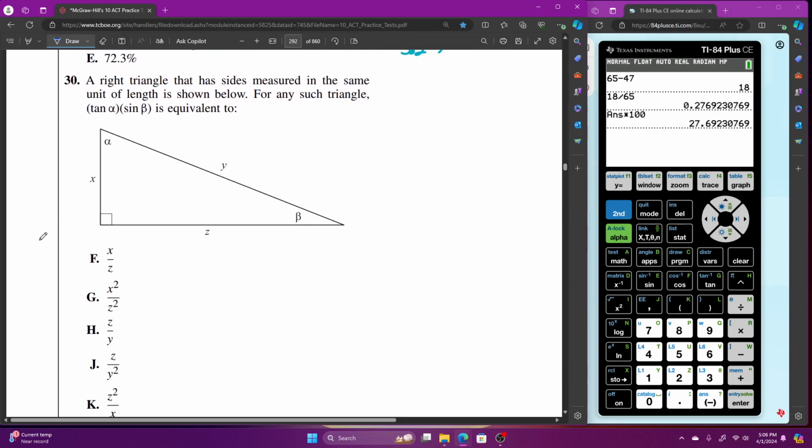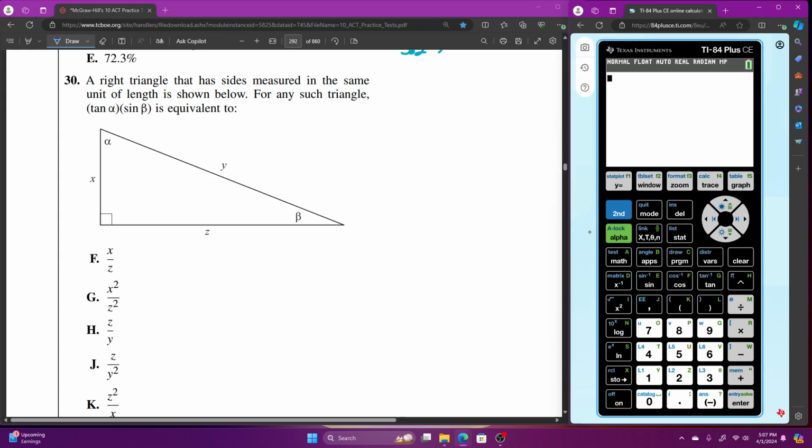Okay, question number 30. A right triangle that has sides measured in the same unit of length is shown below. For any such triangle, the tangent of alpha times the sine of b is equivalent to what? Okay, so my sine, cosine, tangent. You can see those in the middle of the calculator, right? Sine, cosine, tangent.